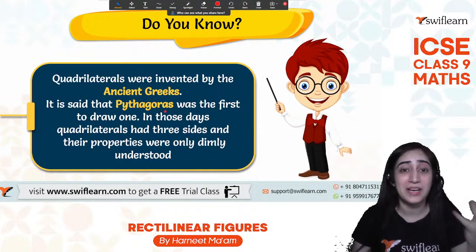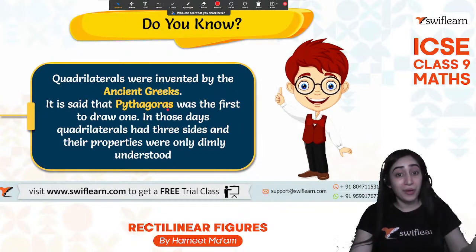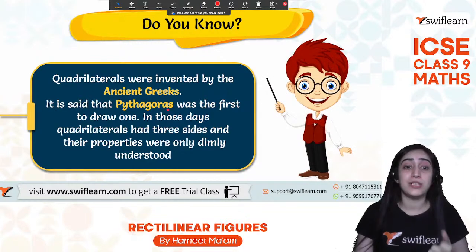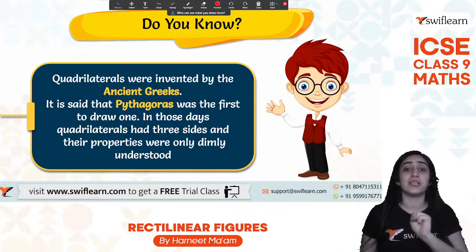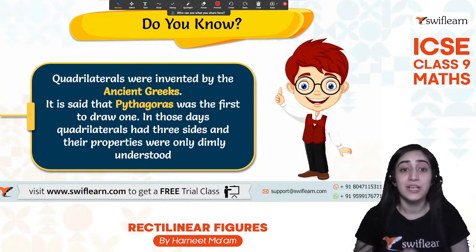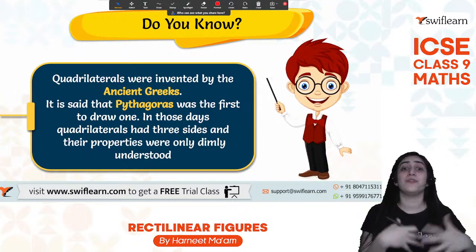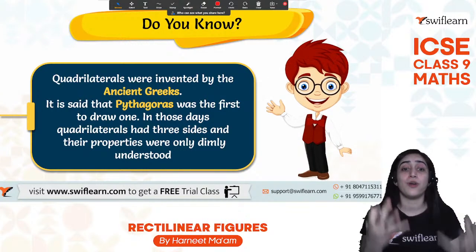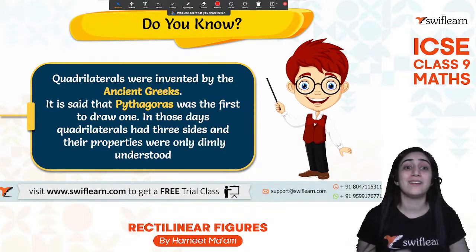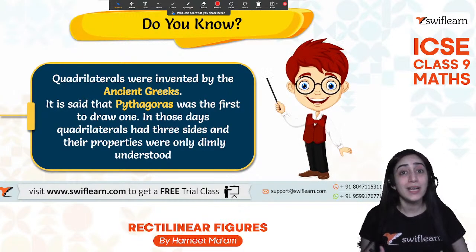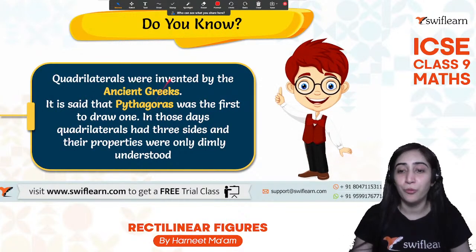Did you know that quadrilaterals were invented in ancient Greece? They say Pythagoras was the first to draw one. In those days, quadrilaterals were thought to be three-sided and their properties were only dimly understood. They used to follow the Pythagoras theorem and were not able to understand the properties clearly. But now we have classified them into 4 categories, calling them quadrilaterals, and further classified them according to their properties. और अब name से ही हमें पता चल जाता है कि इसकी properties क्या होंगी.